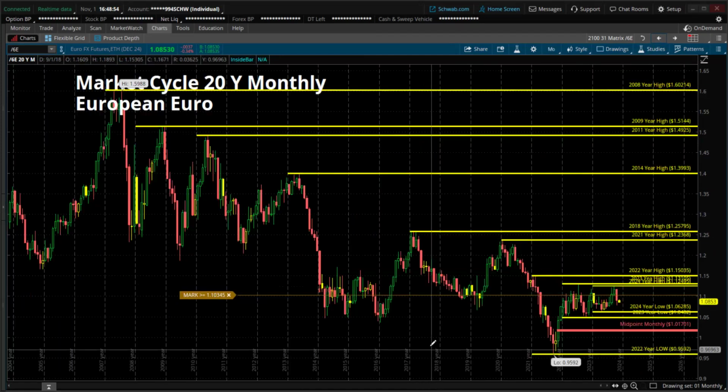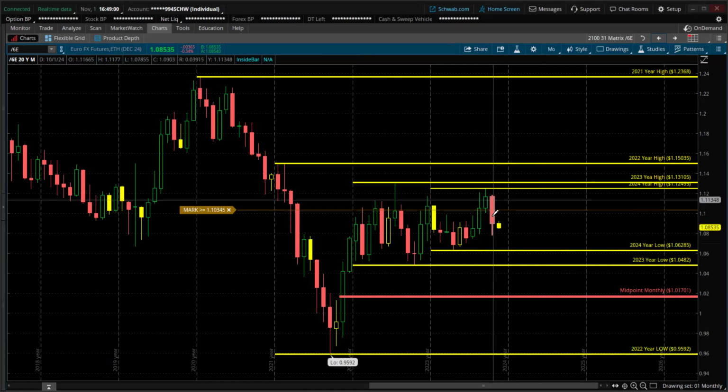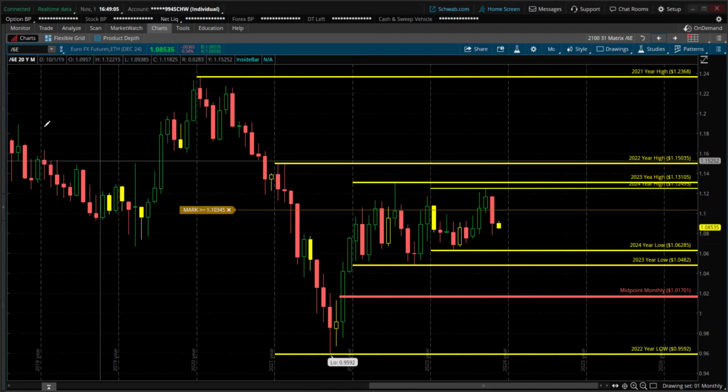And on the monthly, well, new month right there, the yellow candle, new month. And that's how the prior month went down. Huge sell-off for that month, October, and buyers stepped in there.